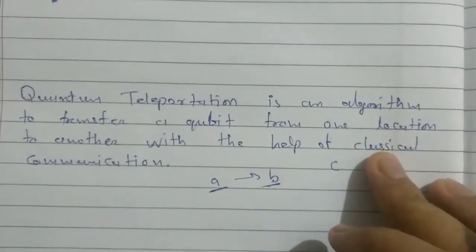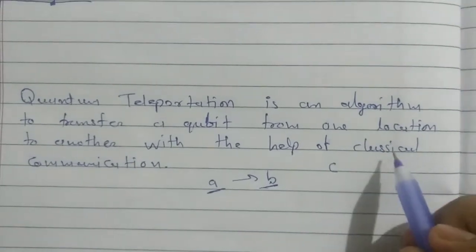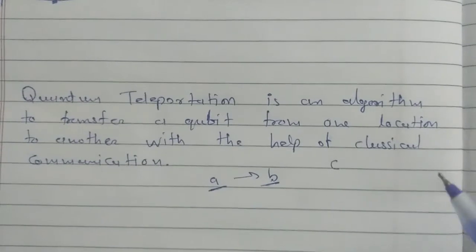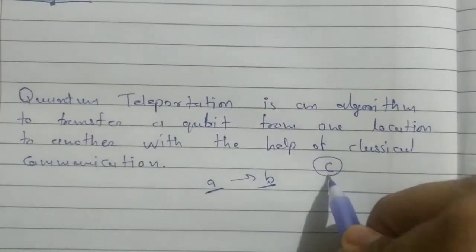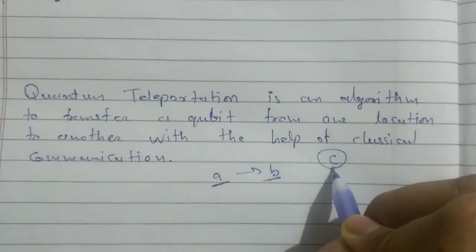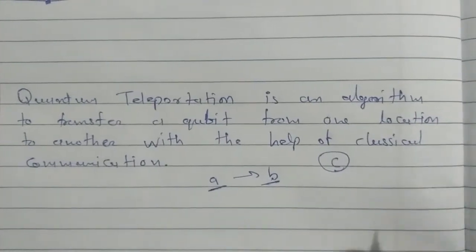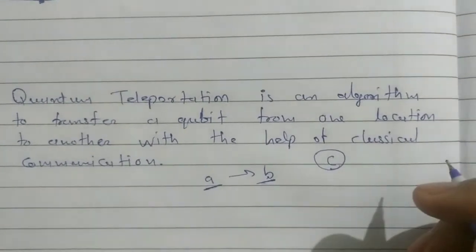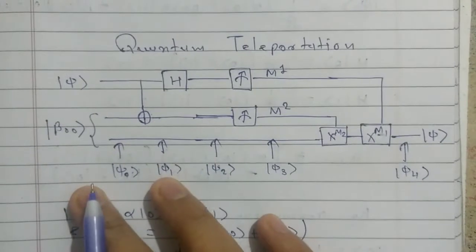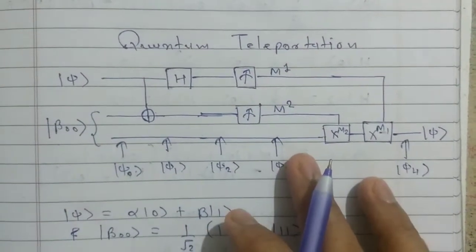classical communication. And as you know, the upper limit of the speed of classical communication is c, which is the speed of light. So the maximum speed of quantum teleportation will be c. You can see the circuit of quantum teleportation.